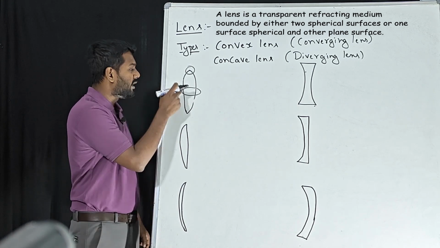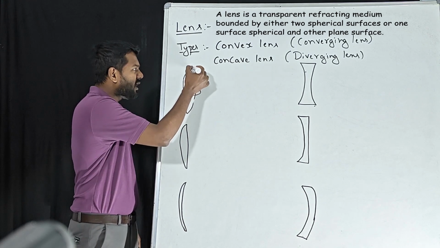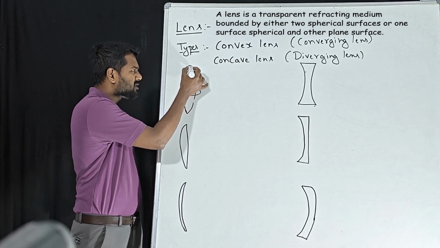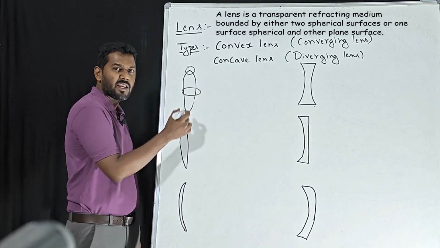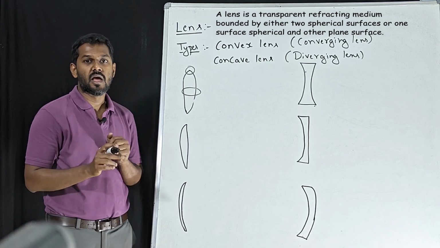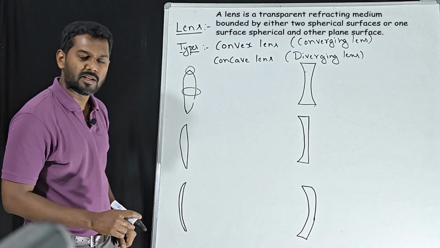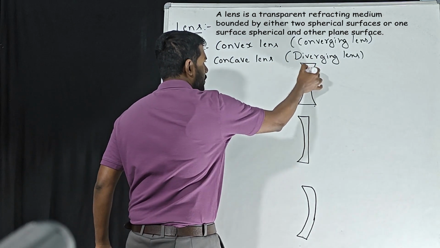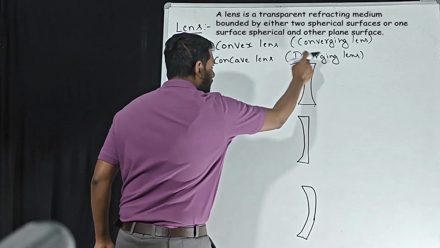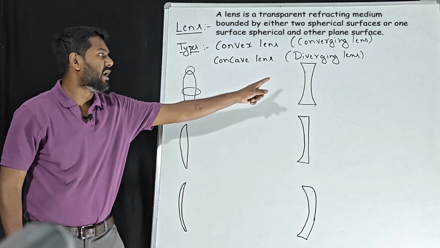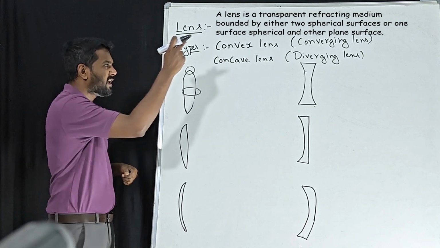So this is why it is called a converging lens. If the mid part is thicker than the periphery, the edge, then it has a converging nature. Compare the same thing to a concave lens. See, this is the periphery, and this is the mid part. The mid part is thinner compared to the periphery. That's why it has a diverging nature. This is very much important. Understood?